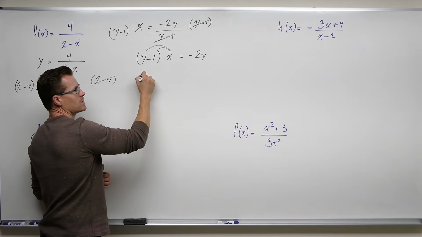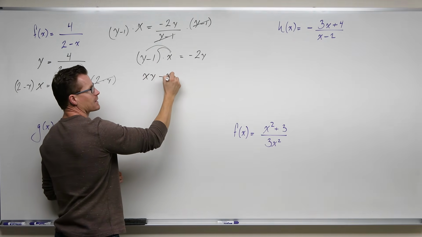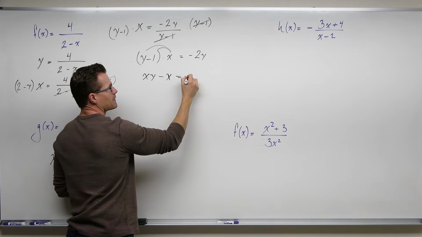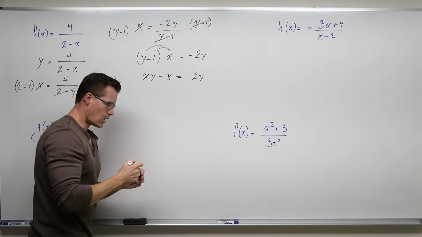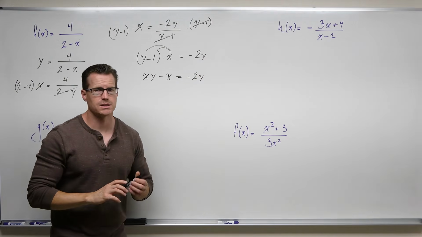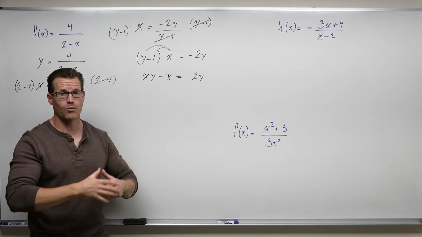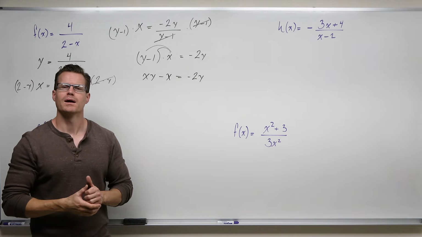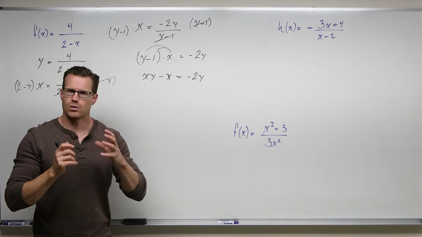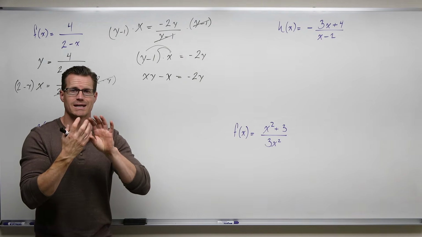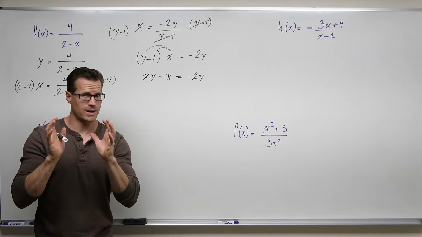So when we distribute, we get xy minus x equals -2y. And this is where a lot of students get stuck. They go, what in the world do I do now? Because I have y's in two different places, what am I going to do? Factor. But in order to factor, you get your y's on one side and non-y's on the other. That way every term has a y in it.